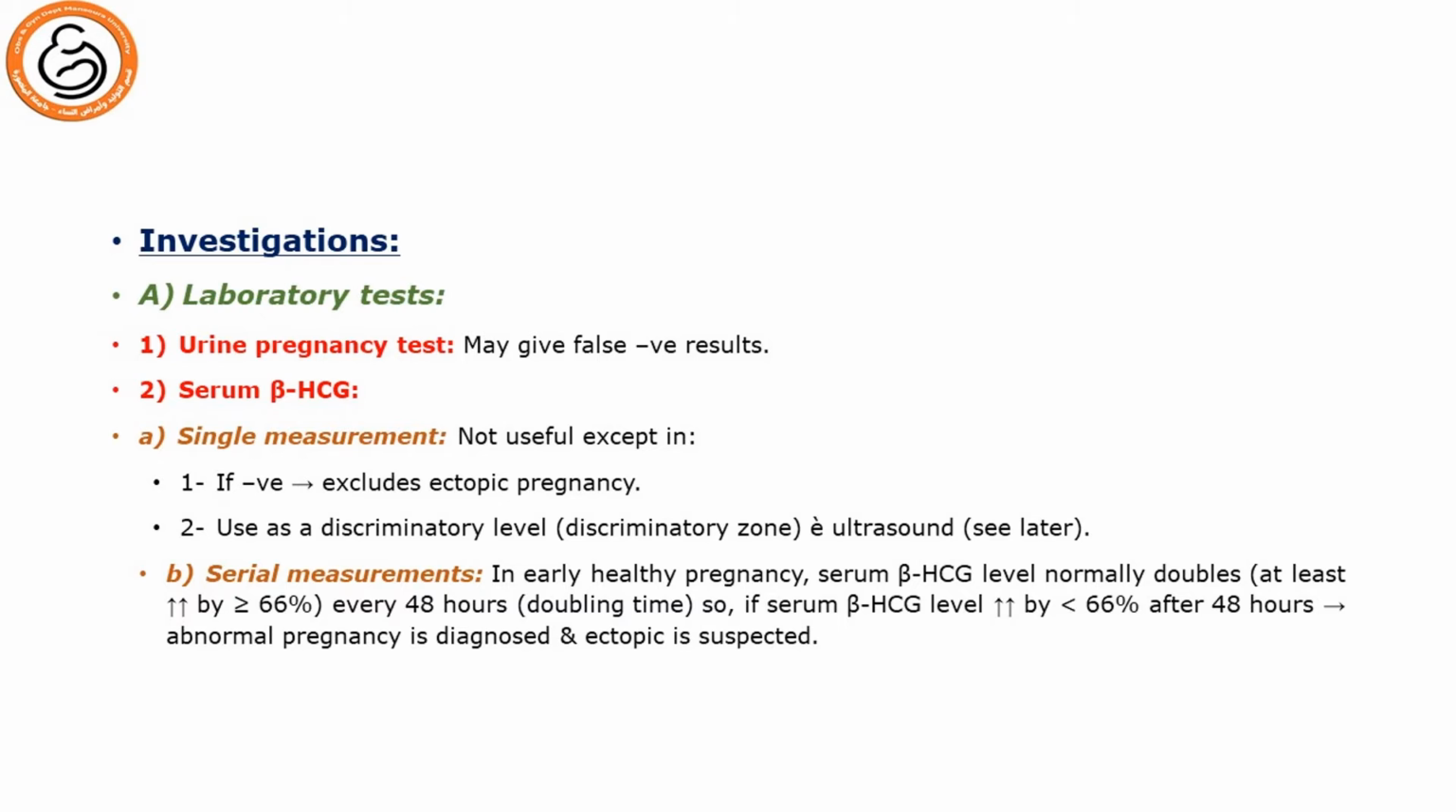In early healthy pregnancy, the beta subunit level normally doubles, or at least increases by more than 66%, every 48 hours. There is a doubling time. So if serum beta HCG level increased by less than 66% after 48 hours, abnormal pregnancy is diagnosed and ectopic pregnancy is suspected. Not necessarily ectopic, but there is abnormal pregnancy.